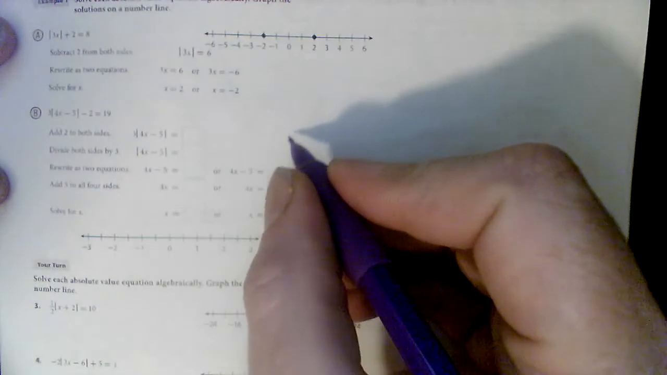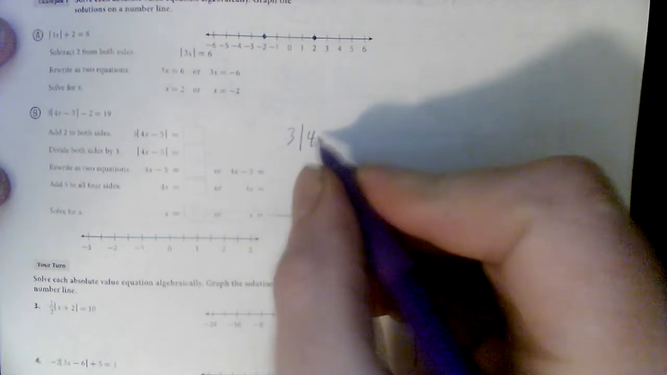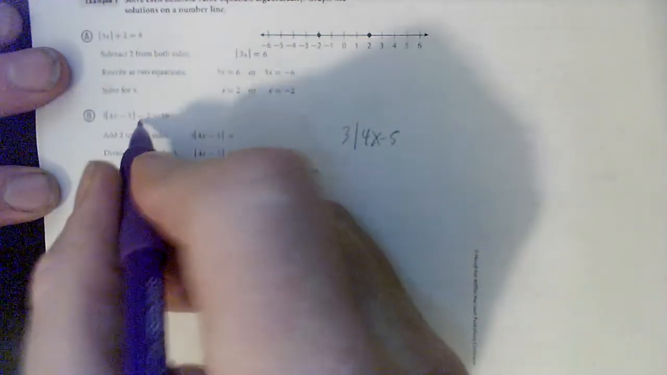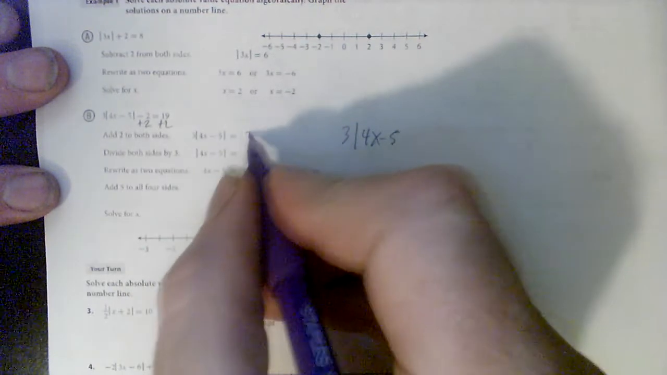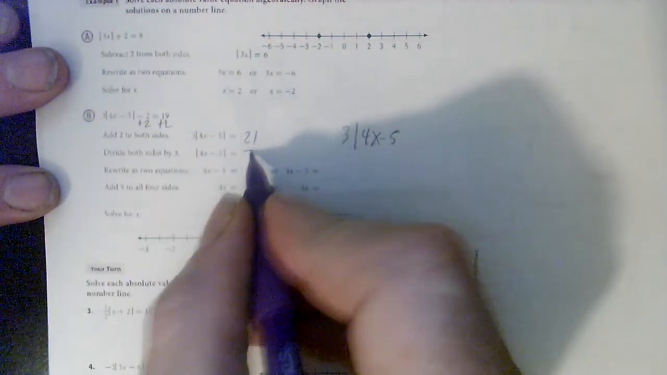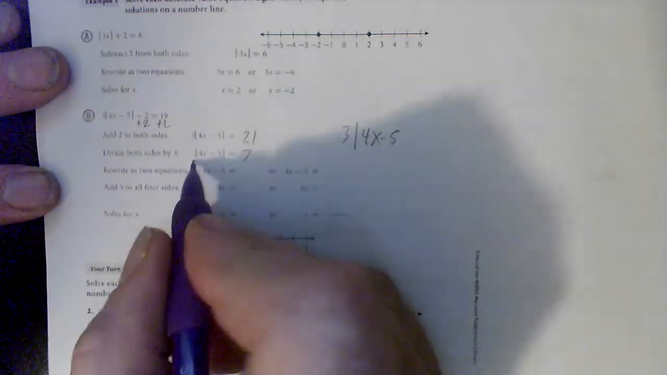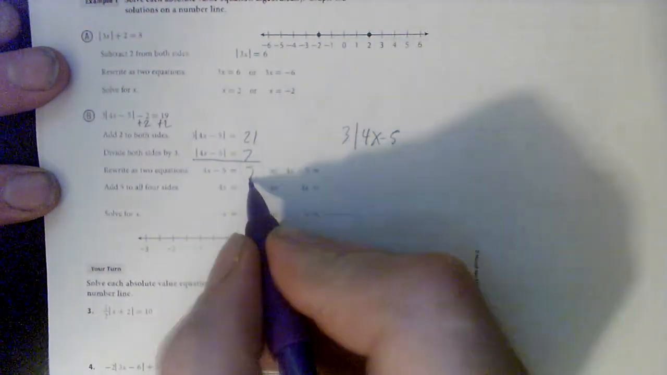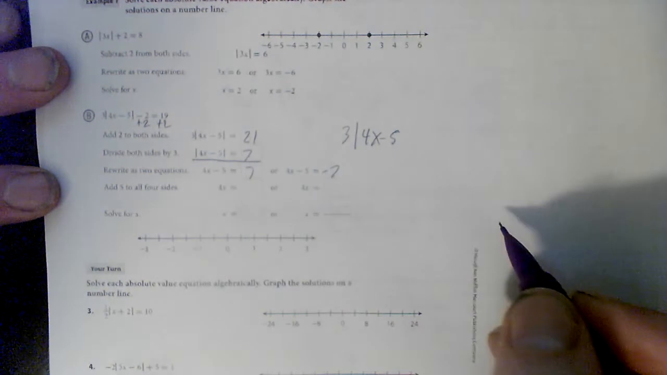So if I'm going to solve, we're going to rewrite this over here. 3 times |4x minus 5|. You know what? They're doing it right here, aren't they? They added 2. So if I add 2 and I add 2, that turns the 19 into 21. Then we divide by 3. 21 turns into 7. And look, I've solved for the absolute value. That means I set it equal to 7 and negative 7.